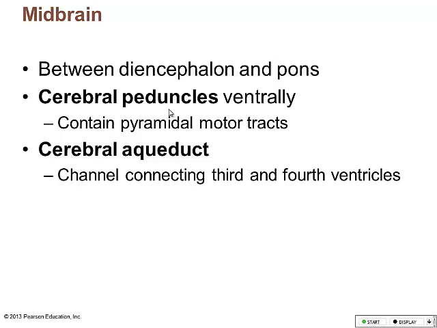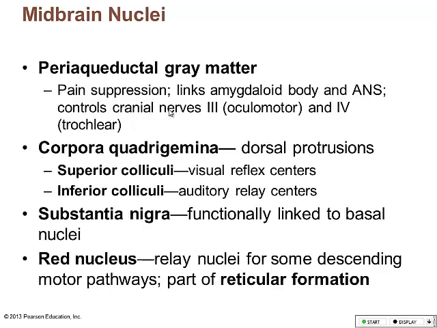So between the diencephalon and the pons, we find the midbrain. Channels that connect the third and fourth ventricle can be found through the midbrain. A whole bunch of different nuclei can be found in the midbrain. Contains a lot of motor tracts. What am I talking about when I say motor tracts? Information going where? From the brain to the peripheral nervous system, causing some sort of effect.